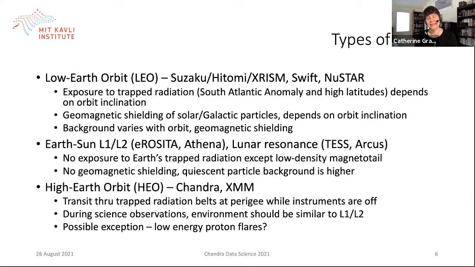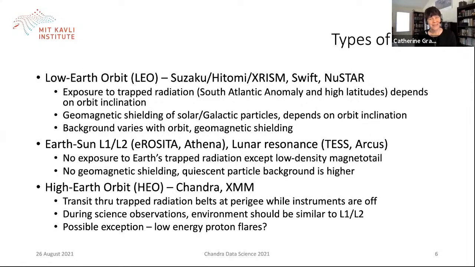The middle case is a high Earth orbit, and that's what Chandra and XMM are doing. They do transit through the Earth's trapped radiation at perigee, but the instruments are generally off, so it doesn't really matter in a discussion about background. During the science observations, the environment should be very similar to that at L1 or L2.